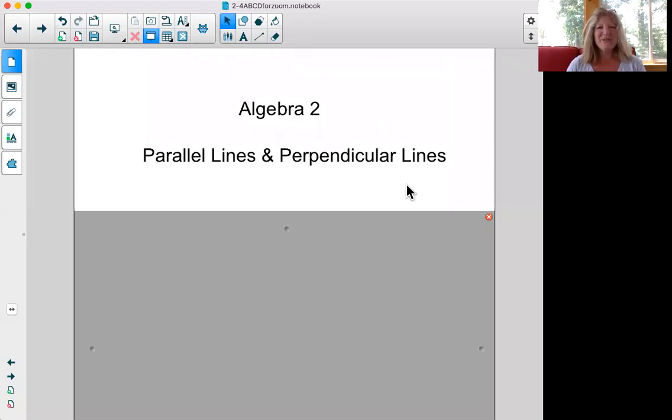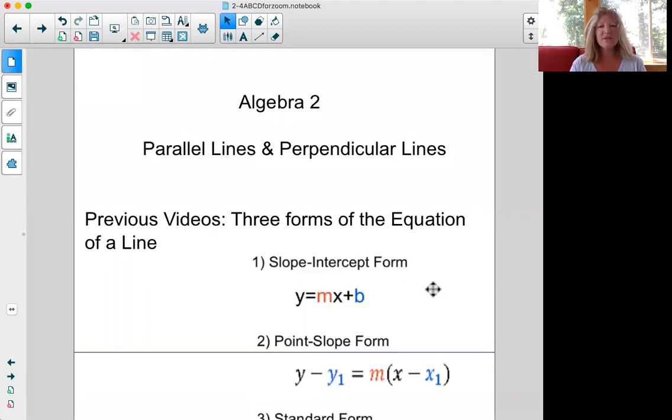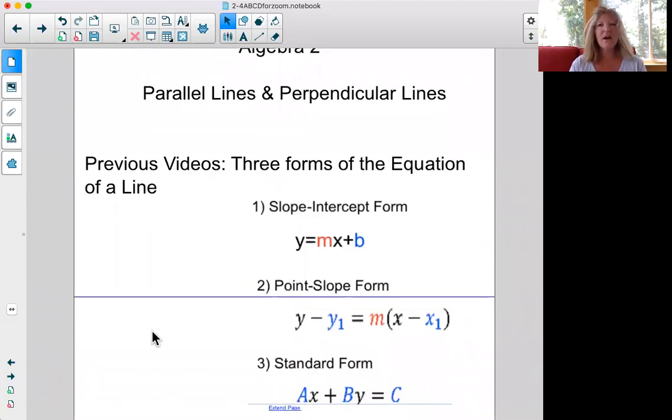Hello, algebra students. I am going to talk to you today about how to find the equations of lines that are parallel to each other and how to find equations of lines that are perpendicular to each other. And so I'm assuming that you've already studied how to find the slope of a line and that you've already studied the three forms of the equation of a line.